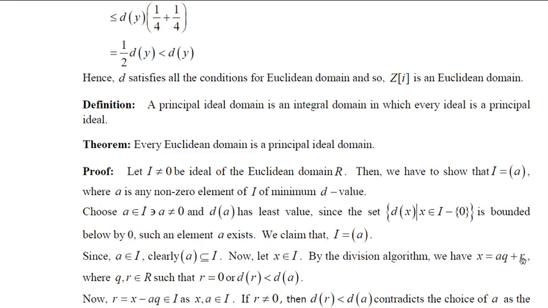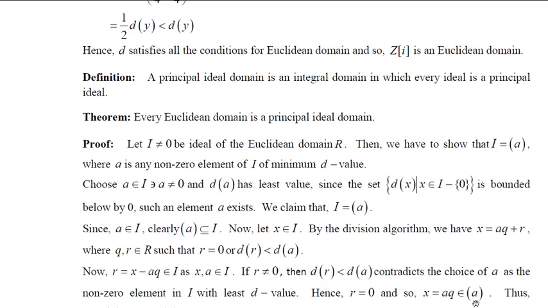If r equals 0, then x will be simply a times q. Now it is a multiple of a, and anything which is a multiple of a comes in the principal ideal (a). Therefore x belongs to the principal ideal (a). So we have proved that x, which is an element in I, is also present in the principal ideal (a). Therefore I is a subset of the principal ideal (a). Earlier we proved that the principal ideal (a) is a subset of I. Because of these two results, I will be equal to the principal ideal (a).